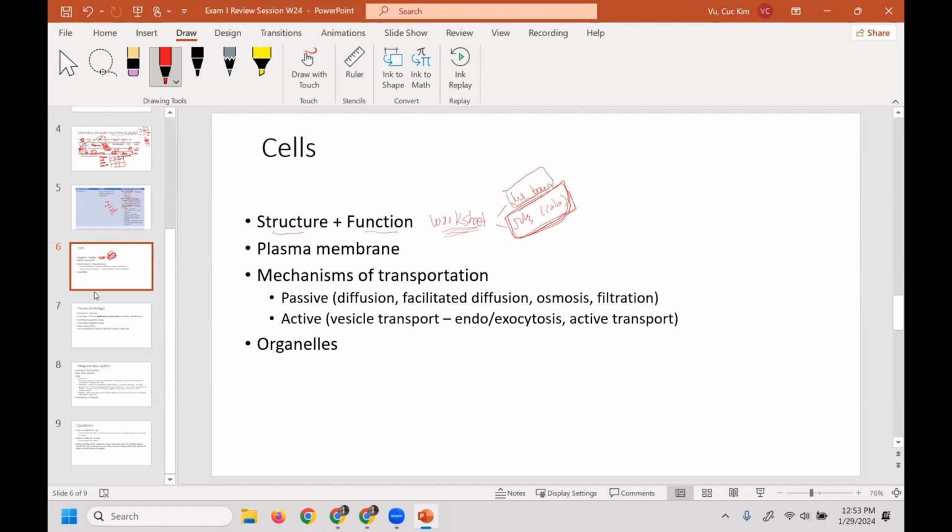Then make sure you understand the plasma membrane. There's a whole section on the plasma membrane in terms of all the components and function. Another hard concept, which I think you should request for this evening, is the mechanisms of transport. What's the difference between passive versus active? Within passive, there's diffusion, facilitated diffusion, osmosis, and filtration. How are they different? How are they similar? Under active, there's vesicular transport, which includes endocytosis and exocytosis, as well as just plain active transport.